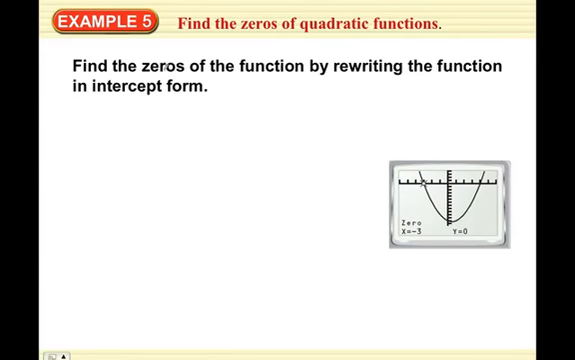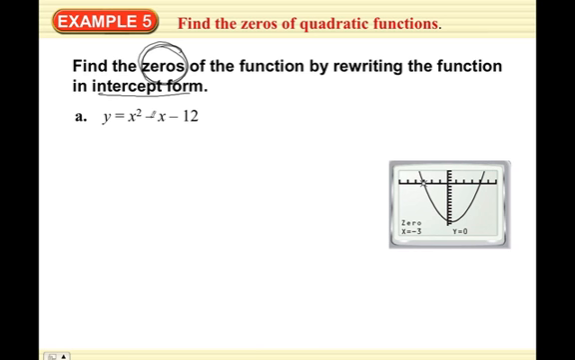So here's some more vocab. It says, find the zeros of the function. Okay? So here, it says by rewriting the function in intercept form. What is it? How can we rewrite something in intercept form? What is basically intercept form?